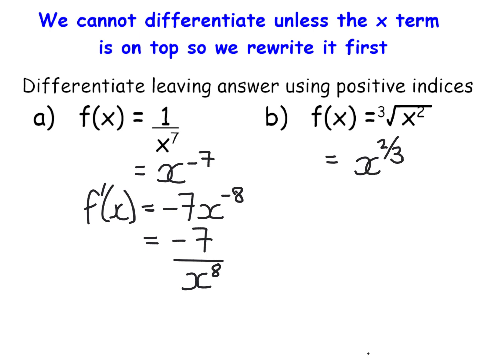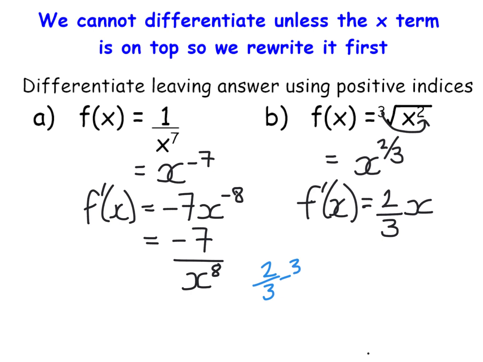So remember, the root is the one that moves over, so that one comes over there and goes underneath the fraction. Now we can differentiate. So we are going to times by the power, which gives us 2/3 out the front. When you lower the power, be careful, 2/3 take away 1. It's sometimes good to think of this as, turn it all into thirds, and think of 2/3 take away 3/3, which obviously gives you -1/3.